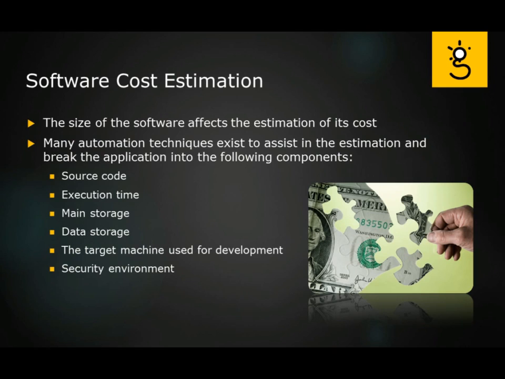So what are the components for software, for the application? Well, you got the source code. That's those lines of code, the thing we talked about, what has to be typed out and created. The execution time. The main storage of the information, the data storage that might be supplying the actual application, the cost of the target machine that we're going to be developing this thing on, and of course, whatever we need for an appropriate security environment.